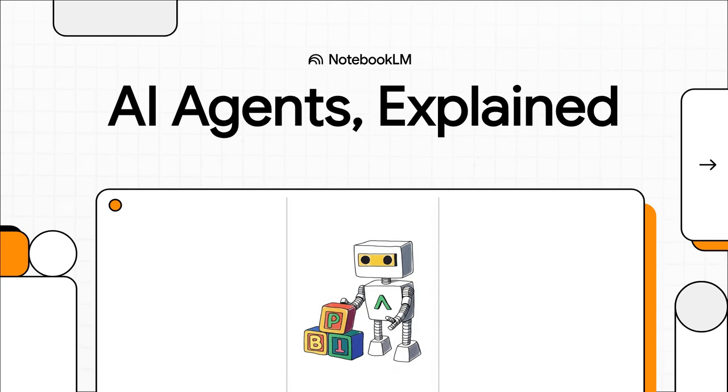You've probably heard it everywhere, right? Agentic workflows, agentic capabilities, AI agents. It's the new big buzzword in AI. But what does it actually mean?